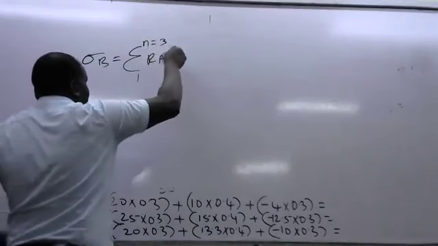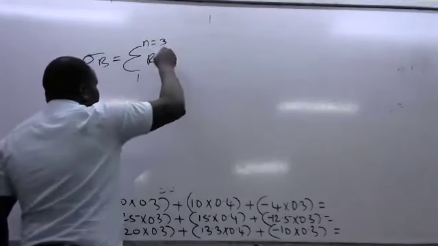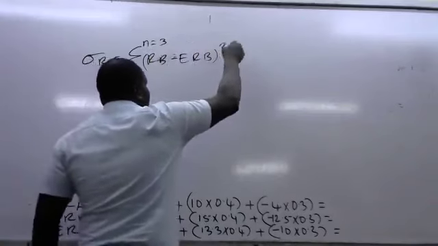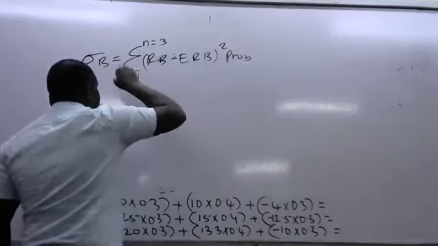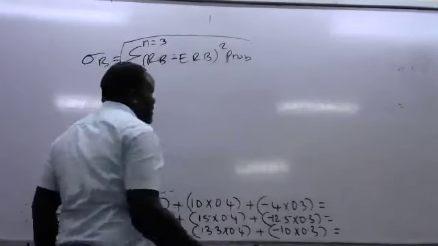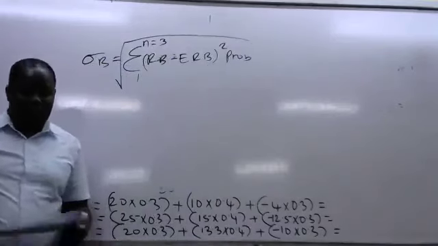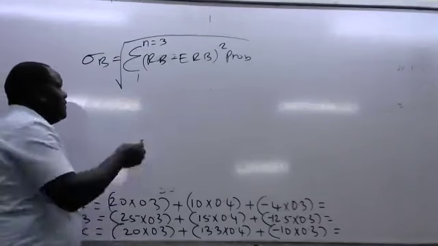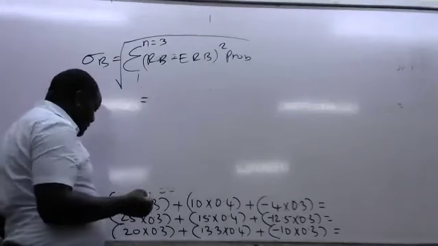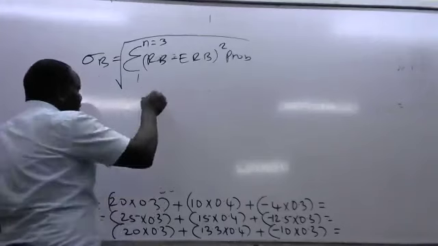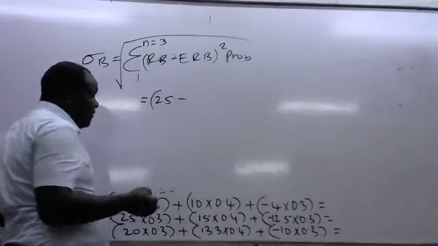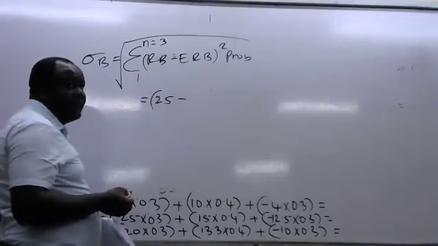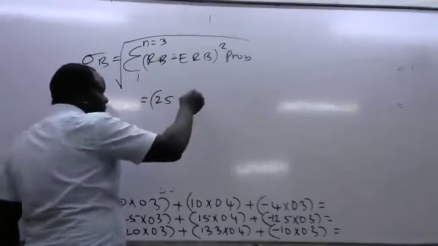So return for B minus expected return for B. You square, also multiply by the probability, and then we should be able to come up with the standard deviation. So the first return for B was 25 minus the expected return for B. The expected return for B was which figure? 9.75.